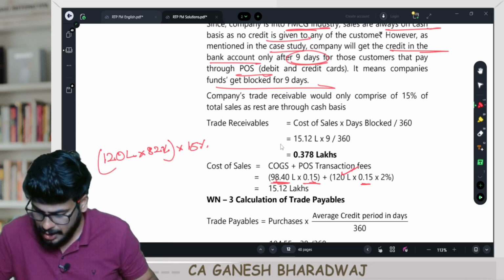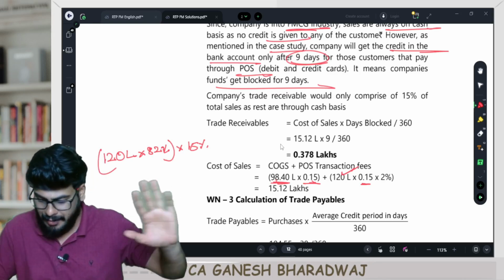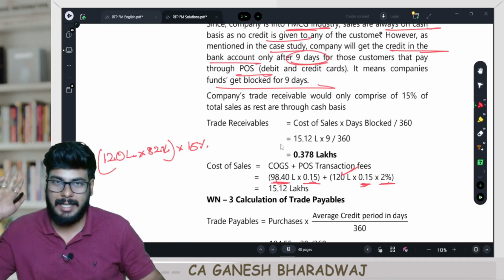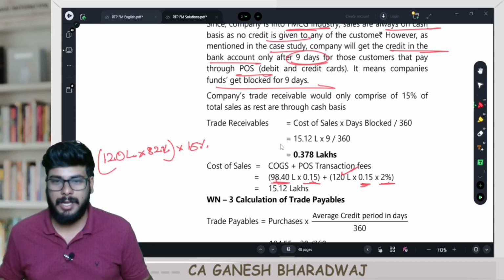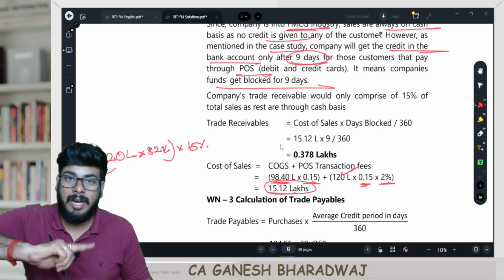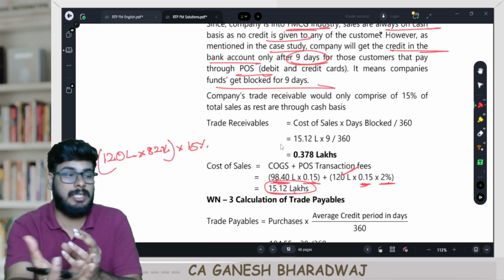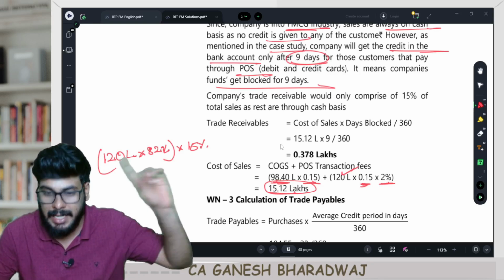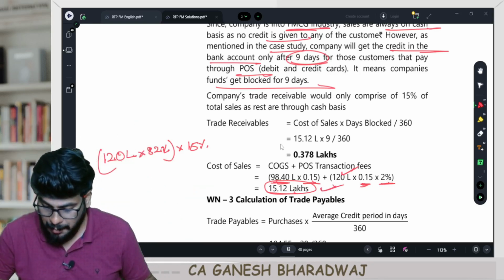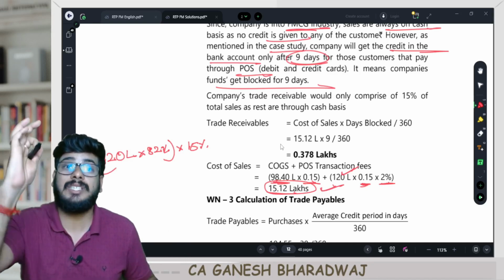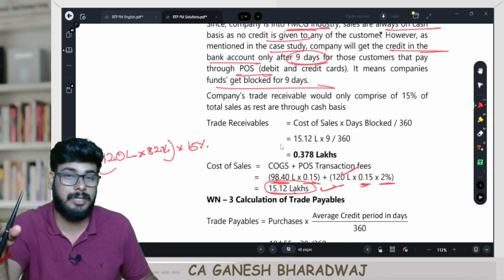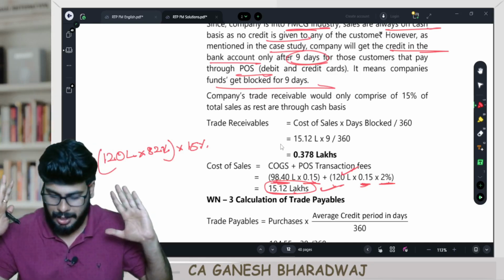Are you clear with this? Right? Only 15% of the people are availing this facility. Are you clear with this? Right? On that, 2% is the fee that these guys charge. So technically speaking, the total cost of sales incurred in respect of those customers availing the point of sale facility in a year is going to be 15.12 lakh. I am repeating, 15.12 lakh is the cost of sale incurred in respect of those 15% of the total customers who use the POS machine. Are you clear with this?